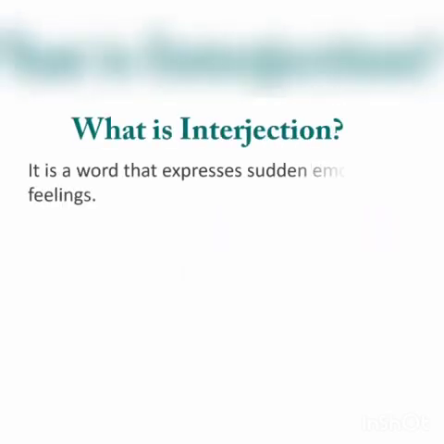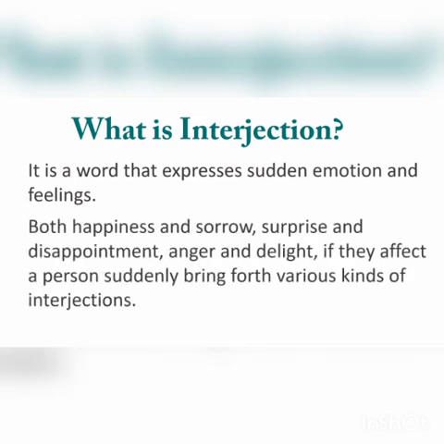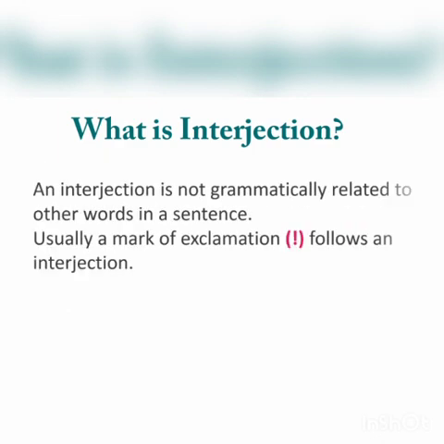Next topic is interjection. What is interjection? It is a word that expresses sudden emotions and feelings, both happiness and sorrow, surprise and disappointment, anger and delight. If they affect a person, they suddenly bring forth various kinds of interjections. An interjection is not grammatically related to other words in a sentence. Usually, a mark of exclamation follows an interjection.